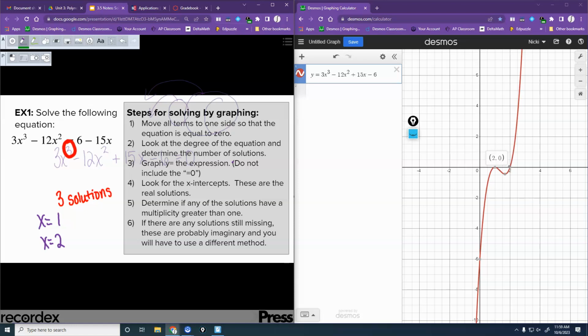right? Because we talked about with imaginary, you have to have an even number of imaginary. So, since I know I have 2 real, the third one also has to be real because I can't have an odd number of imaginary. So, what that means is one of these is a double root. Which one of these would be a double root?